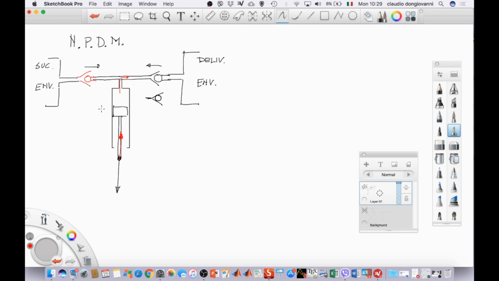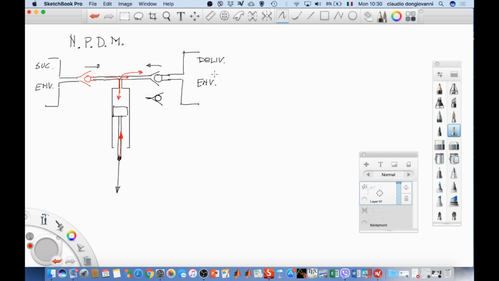This valve is only able to provide a flux in this direction. Therefore, with the two valves, going down, you have a fluid that fills your chamber. Going up, you have a fluid that goes into the delivery environment.